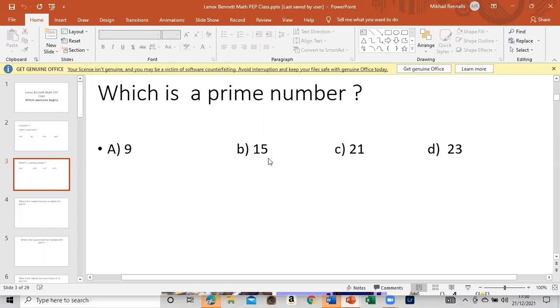Very good. What about 15? It is a composite number. Very good. This is a composite number. Awesome. All right. So a composite number is a number that has 3 or more factors. And for 15, it would be 1, 3, 5, and 15. Very good job, guys.